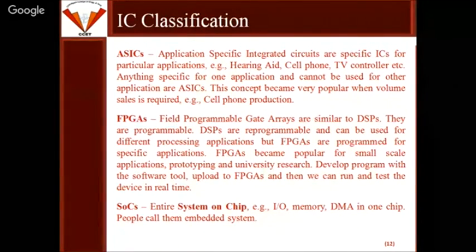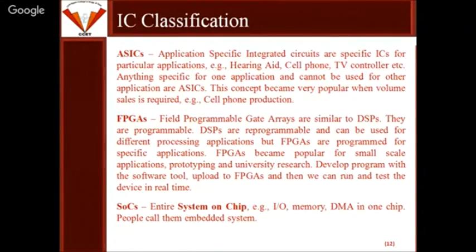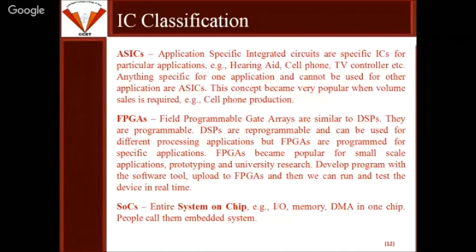This concept became very popular when volume sales is required. Suppose you are going to create one device and you want a specific IC developed for that, and it is only a single application, then ASIC is hopefully not going to be a better option, because in that case the cost of fabrication of that IC will be very, very high. So it is only applicable when you require volume production, for example, cell phone production. In a cell phone, there are so many applications which are basically handled with ASICs.